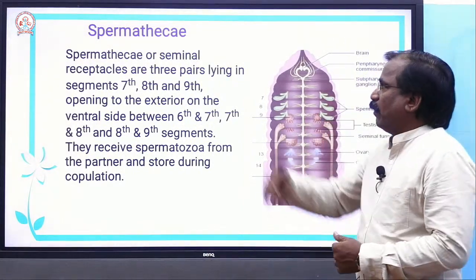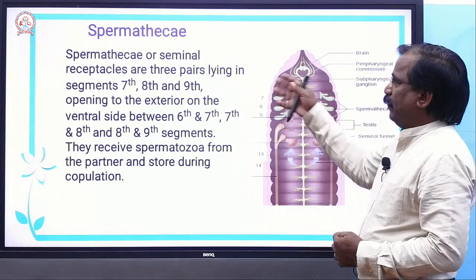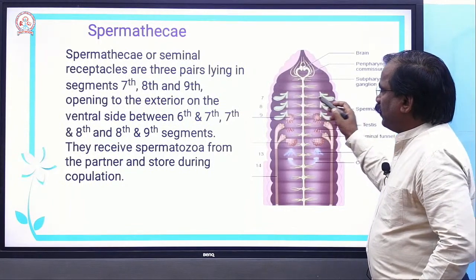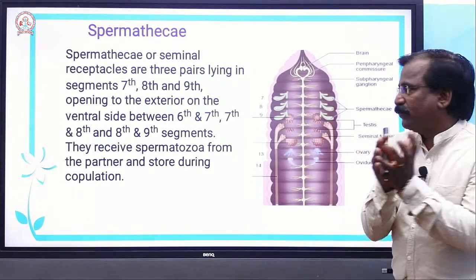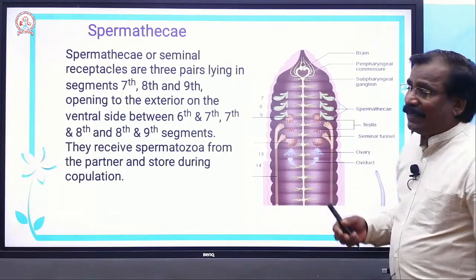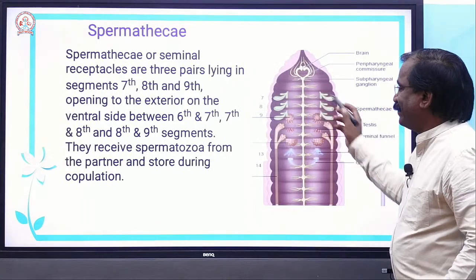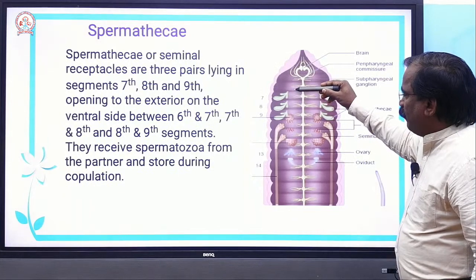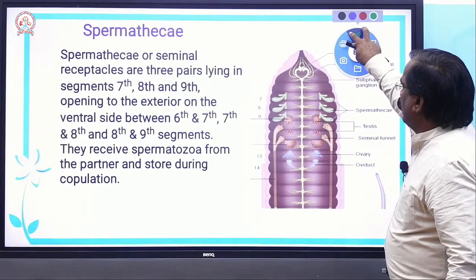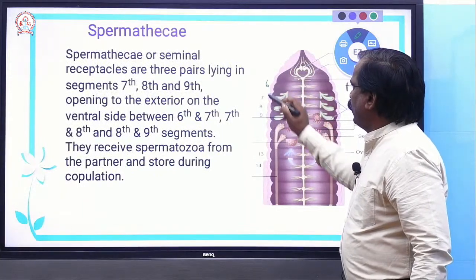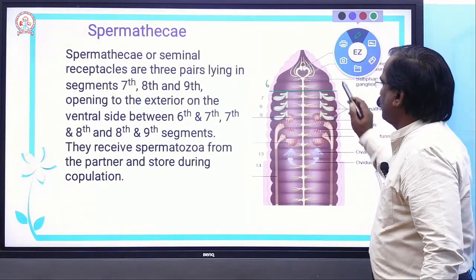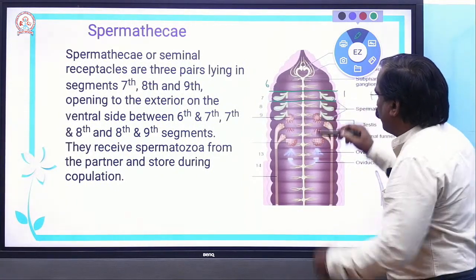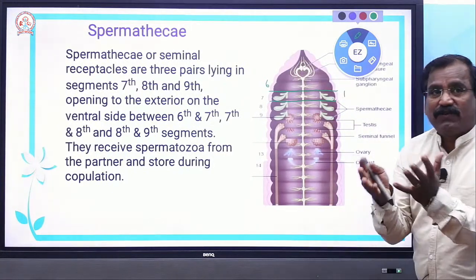And next is the spermatheca. What is the spermatheca? Listen, in this diagram, there are three pairs of thecae. Theca means a chamber or compartment. They are located intersegmentally, between the 6th and 7th segments one pair, and between the 7th and 8th another pair. See, this is the first pair, these sac-like structures.